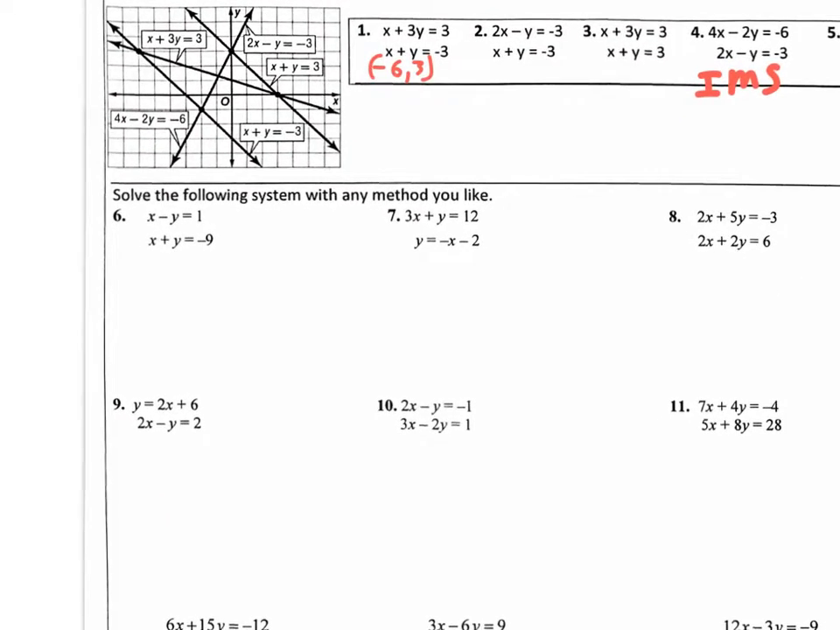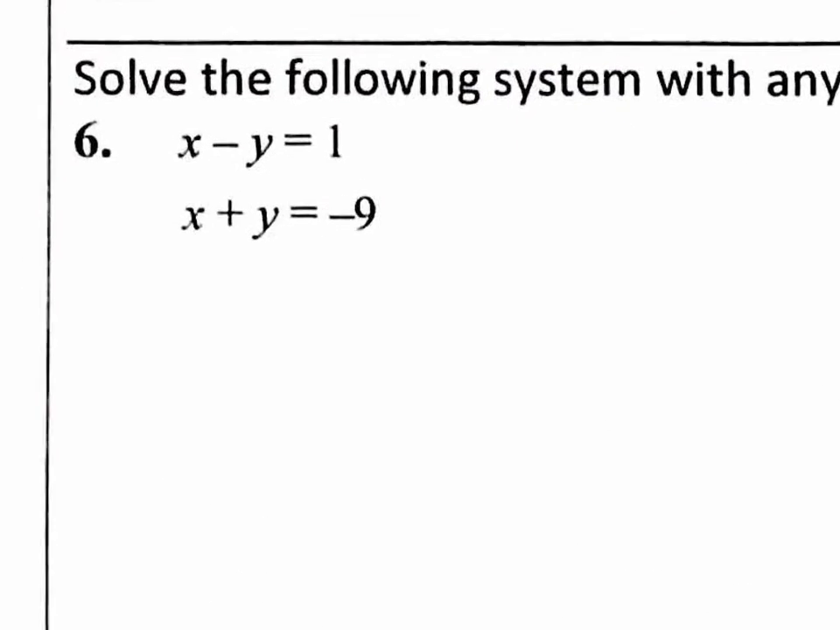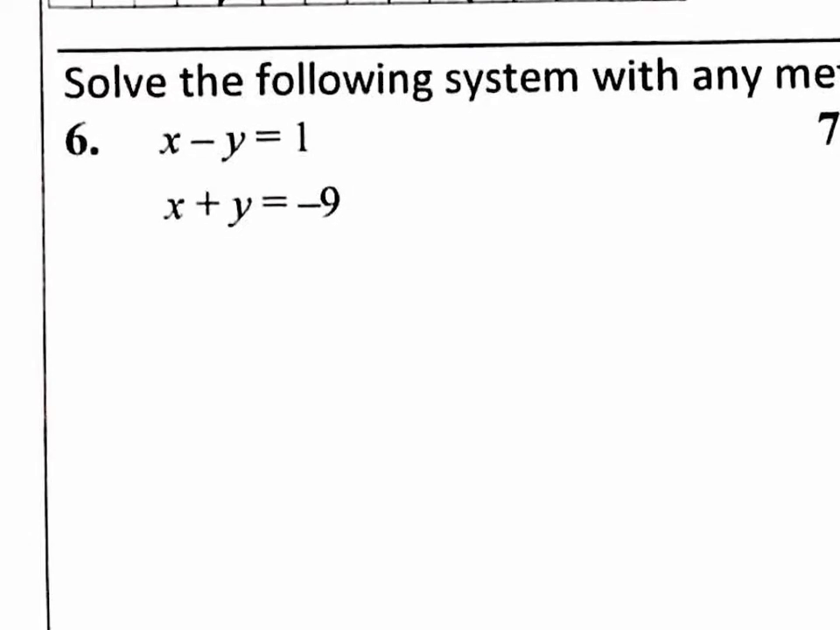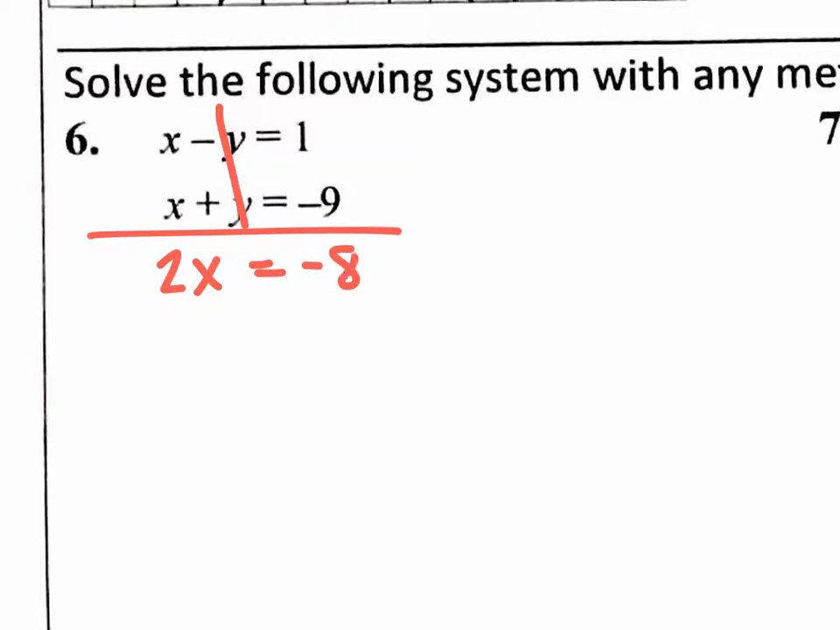Let's actually solve some of these systems. Like number 6, it says solve with any method you like. Number 6, it's ready to rock. If you combine the lines, x plus x is 2x. Negative y and a positive y cancel out. 1 minus 9 is negative 8. So you end up with a one variable equation, one step equation. All you got to do is divide by 2, and you get your answer, x equals negative 4.